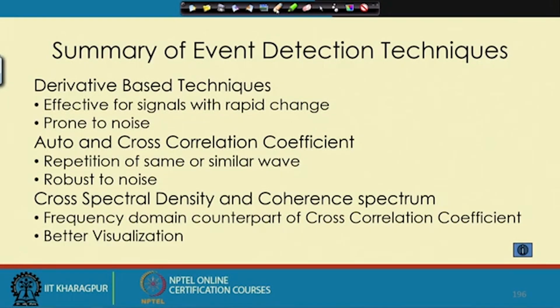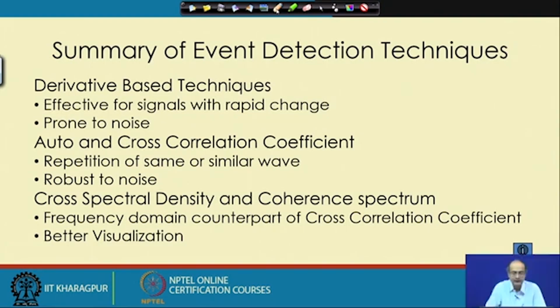Next, we have covered the auto and cross correlation coefficient. For the correlation coefficient, we need a similar wave to be present, whether it has a fixed waveform or not; only then is this kind of technique effective. When we take that filter, that means we take that pattern from the same signal, then we call it an auto correlation, otherwise we call it a cross correlation.